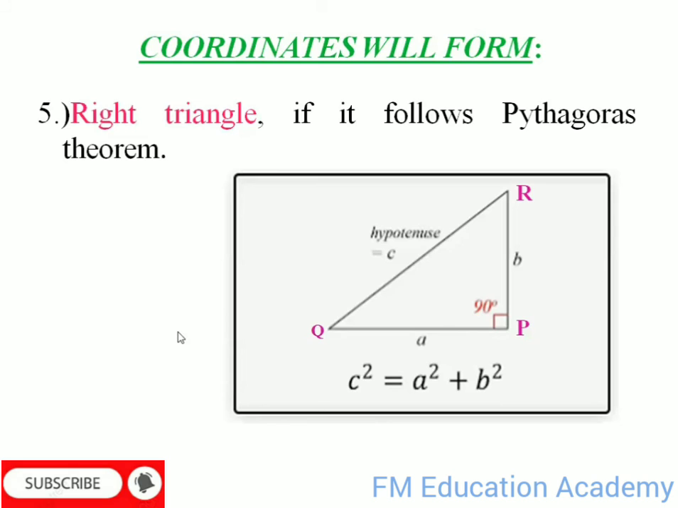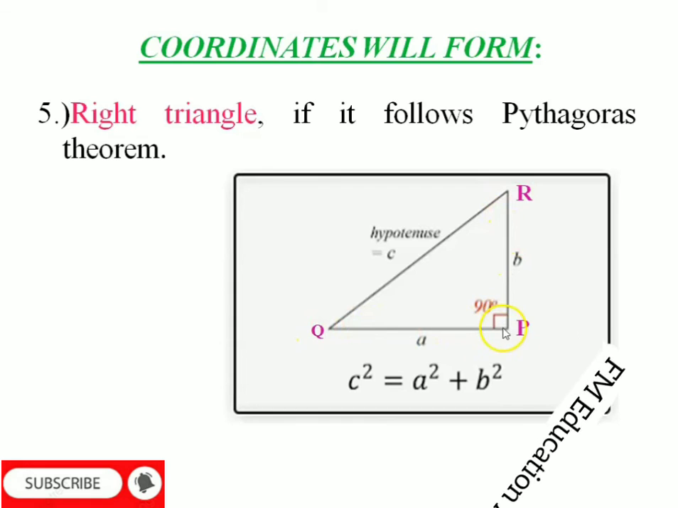Next is, if suppose coordinates are forming a right triangle, we have to prove it. Then we know that whenever we have a right angle triangle, we have used this concept in many sums, even in small classes, that a right triangle means you have to follow the Pythagoras theorem. What is the Pythagoras theorem? The longest side of a triangle is known as the hypotenuse. This is called the base, and this B is called the height of the triangle. These two are my general sides and this is my hypotenuse.